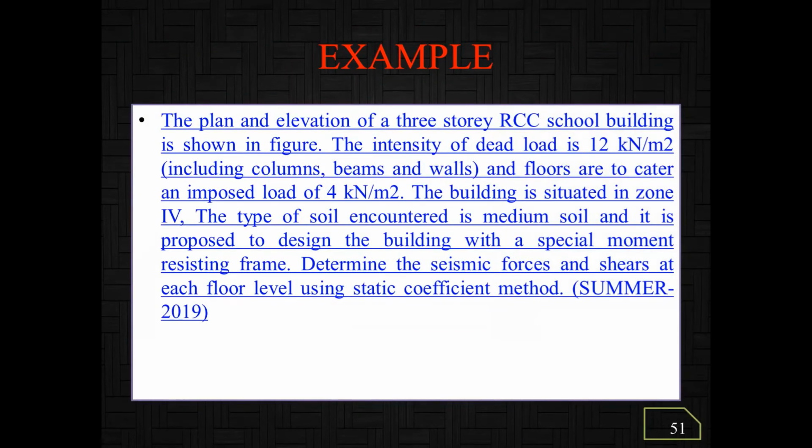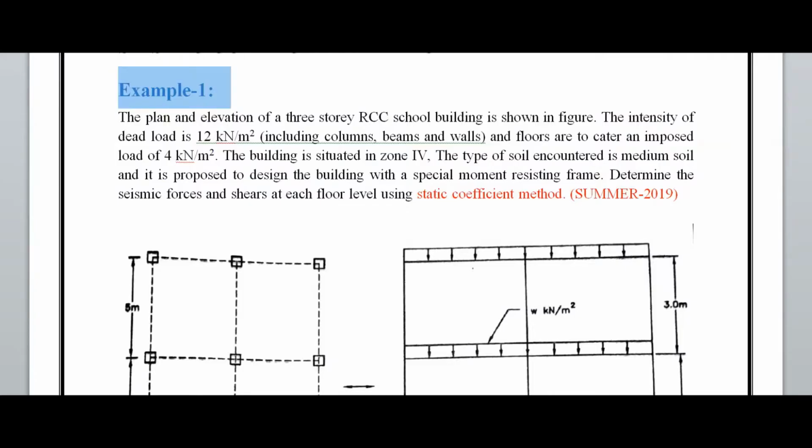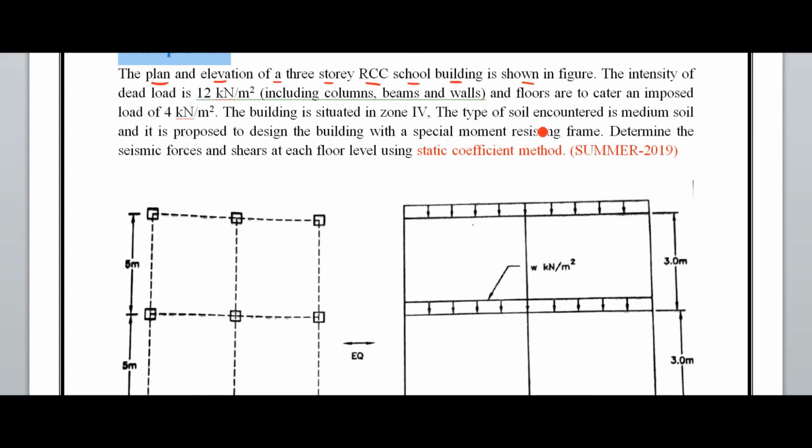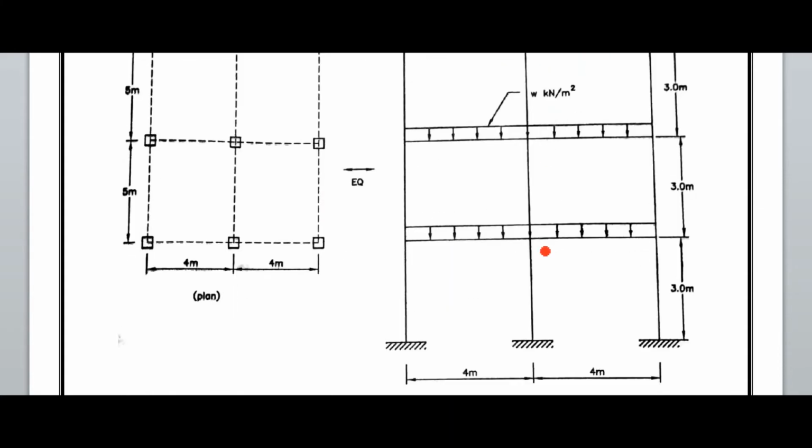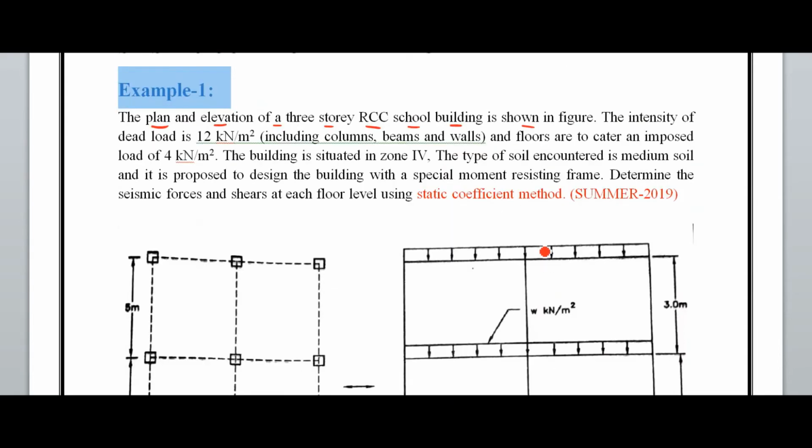Now we have one example here. Okay, we will calculate this example in a Word file. Just give me some time. So here is example 1, a plan and elevation of a 3-story RCC school building as shown in figure. So here is a figure, 3-story RCC building. You can see all the dimensions of the plan we have.